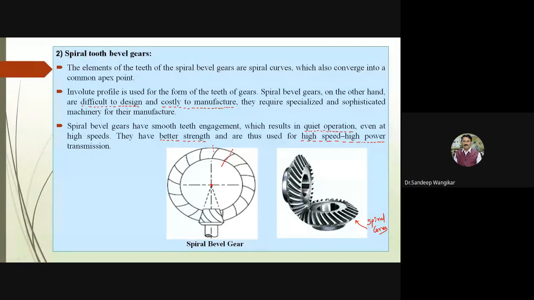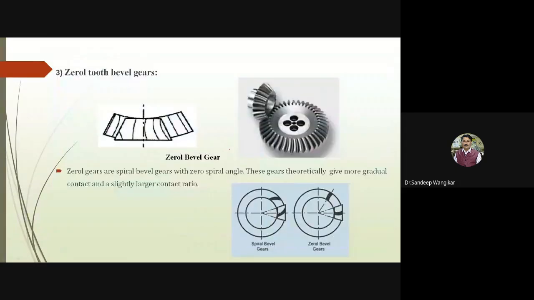That angle is called the spiral angle. So this concept is required in the next case. Zerol tooth bevel gears, or Zerol bevel gears. These bevel gears are nothing but the spiral bevel gear, but with zero spiral angle. So the spiral bevel gears whose spiral angle is zero are called Zerol bevel gears.